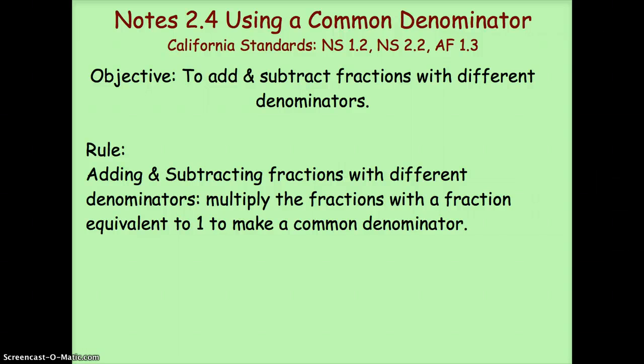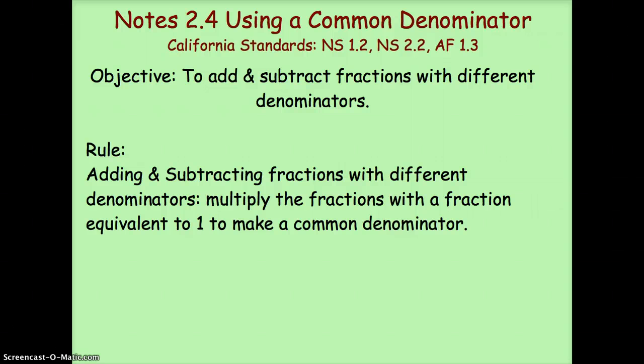Last notes we practiced adding and subtracting fractions with the same denominator, which is pretty easy. This is where you make a lot of mistakes. You've actually been learning this since 3rd grade. However, we do have to cover it again because I still have so many students who are making mistakes.